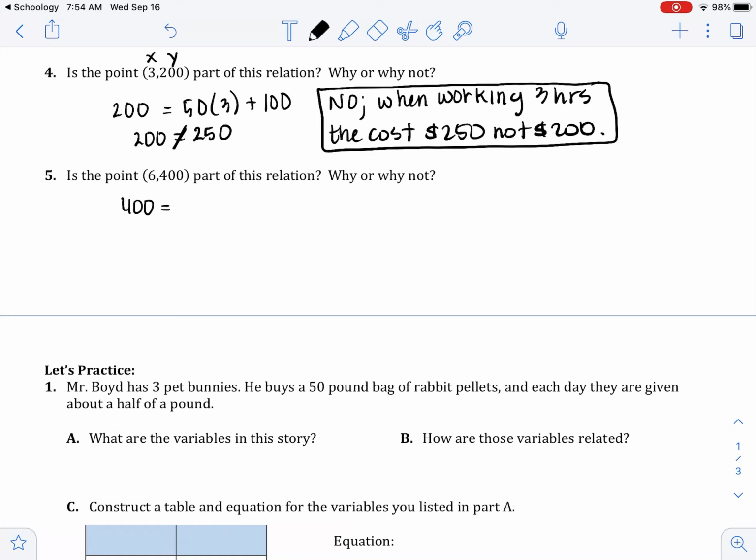All right, so we're going to plug in 400 for y. Just remember, this is x, this is y. And then we're going to do 50 times 6 plus 100 and see if it's true. So I have 400 equals 50 times 6 is 300. 300 plus 100 is 400. So that is true. So yes, that is part of the relation. When working 6 hours, the cost is $400.